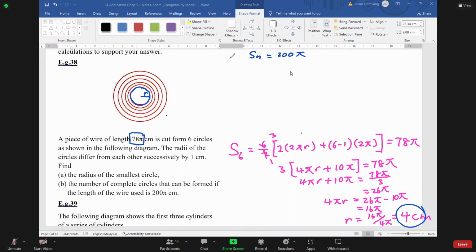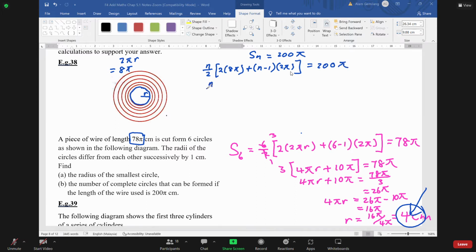Okay, so Sn is n over 2 times 2a, right? So what's a? a is 2 pi r, but your r is 4, so 2 times 4, it's 8 pi. So 2 times 8 pi, plus n minus 1 times d, which is 2 pi, sorry, 2 pi. So Sn equals 200 pi, right?